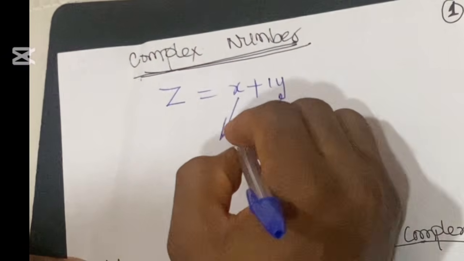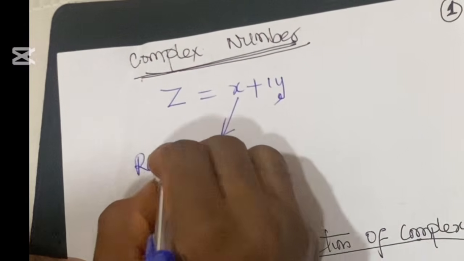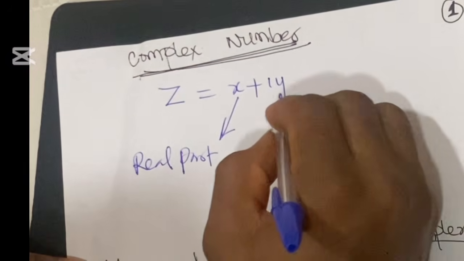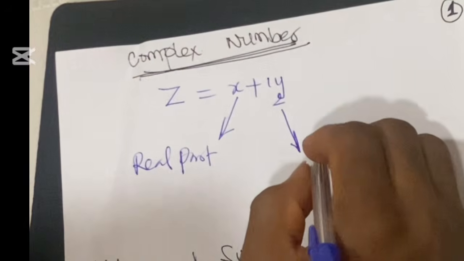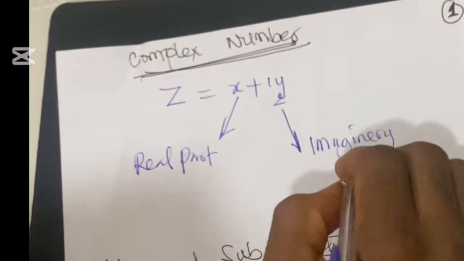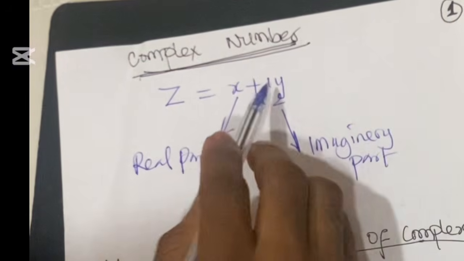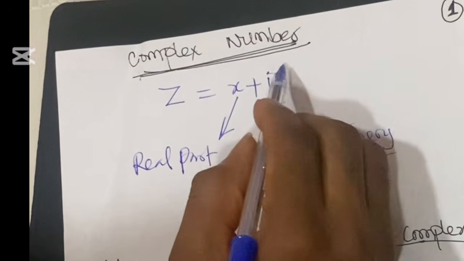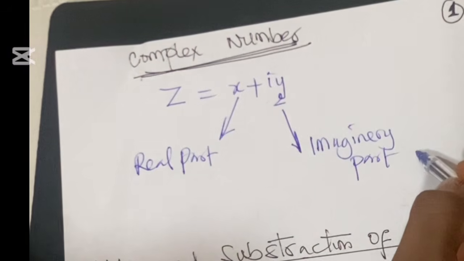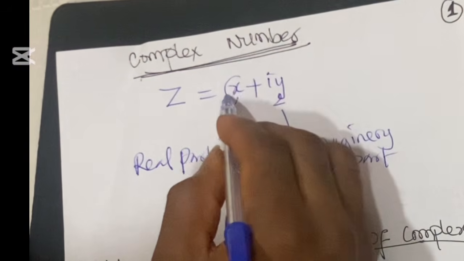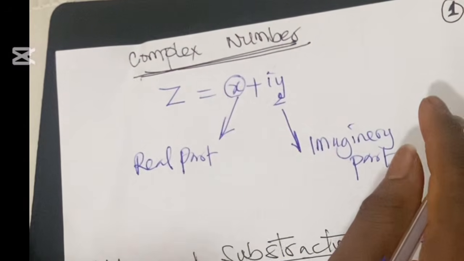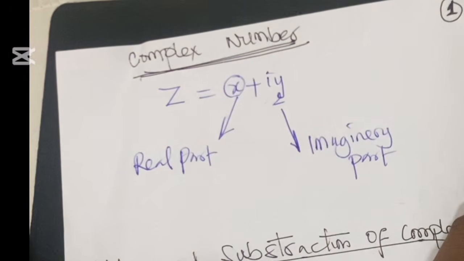This part here is the real part or the real unit. This part here is the imaginary part. Please take note. Any part that has this i unit is called the imaginary part or imaginary unit. The part that does not have any i unit is called the real part or the real unit. Please take note.